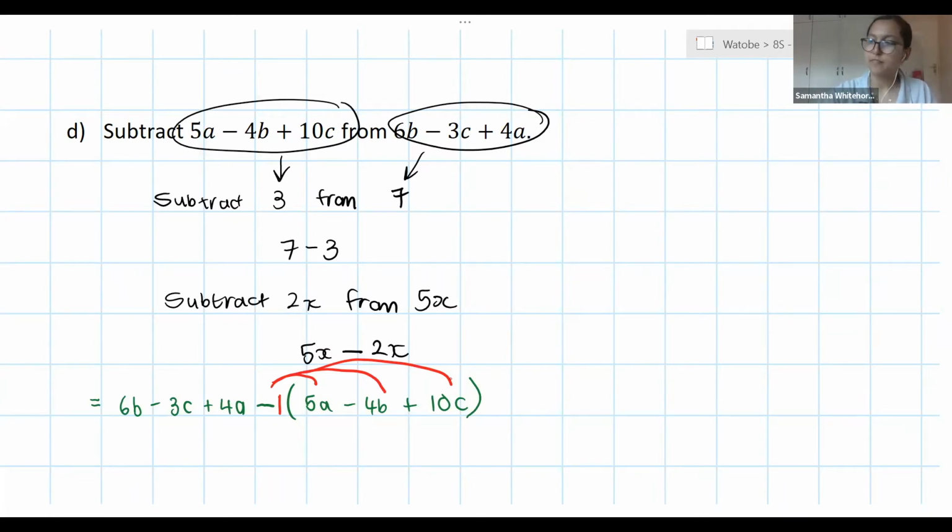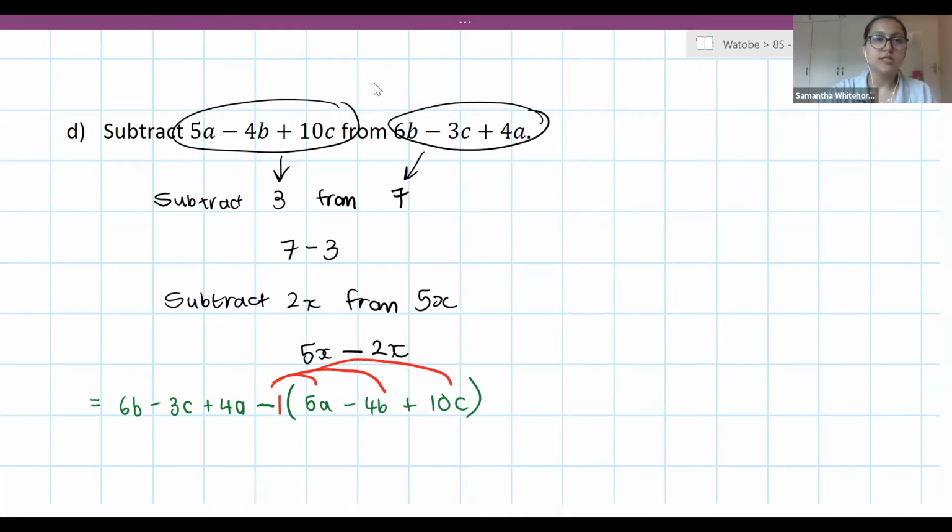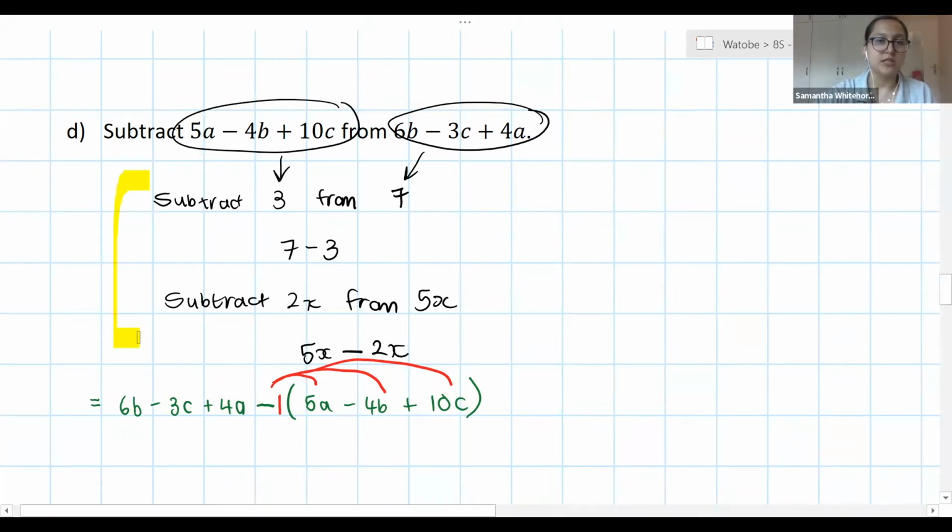Okay, so Theo, if we have been told to subtract something from another expression, so just ignore the first one for a second and let's look at these two. If I told you to subtract 3 from 7, what essentially I'm saying is take 3 away from 7. So 7 minus 3. If I said subtract 2x from 5x, I'm saying take 2x away from 5x. So again, 5x minus 2x.